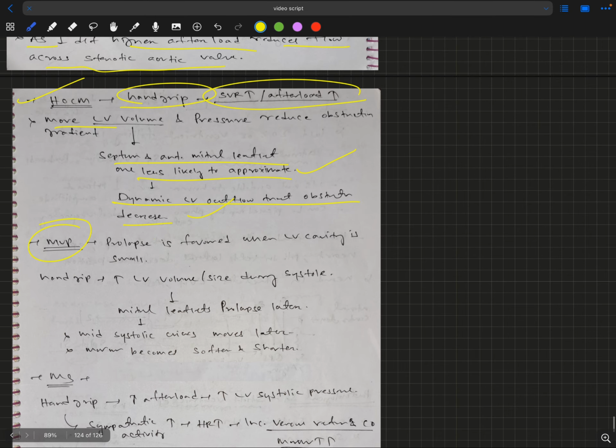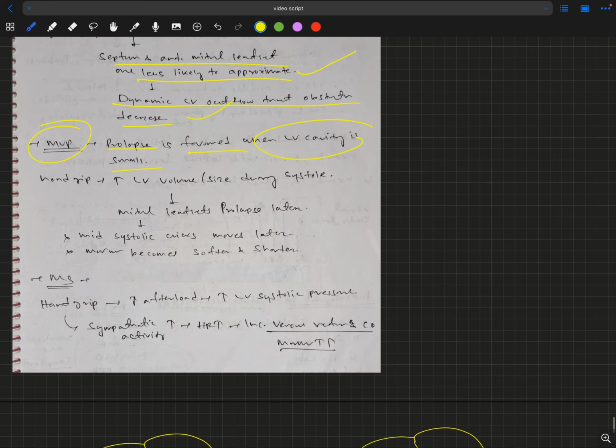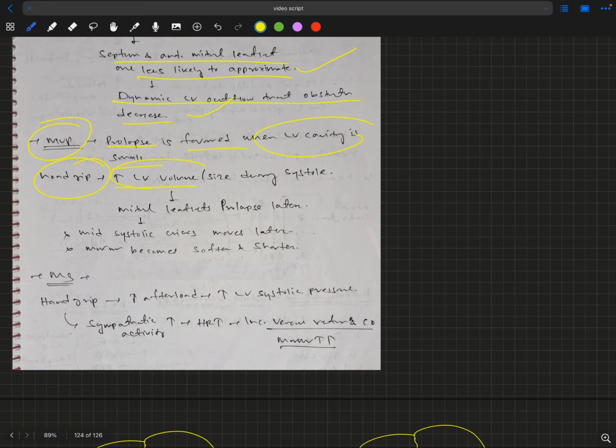In the case of mitral valve prolapse, prolapse is favored more when the LV cavity is small. Here the LV cavity is large, so there will be less prolapse because there will be no kinking of the chordae tendineae. The chordae are tight, which pulls the mitral valves down. So there will be less prolapse, and less murmur when there is an increase in cavity size. In hand grip, there is an increase in left ventricular volume or size during systole. So valve prolapse occurs later, the mid systolic click moves later, away from S1, so the murmur becomes softer and its duration becomes shorter.